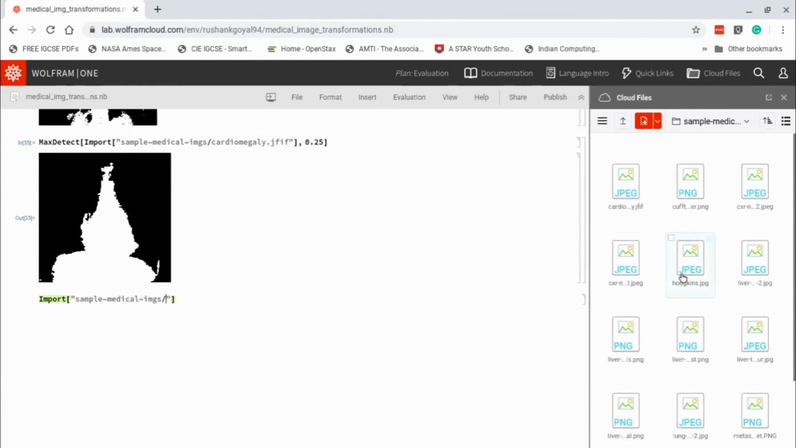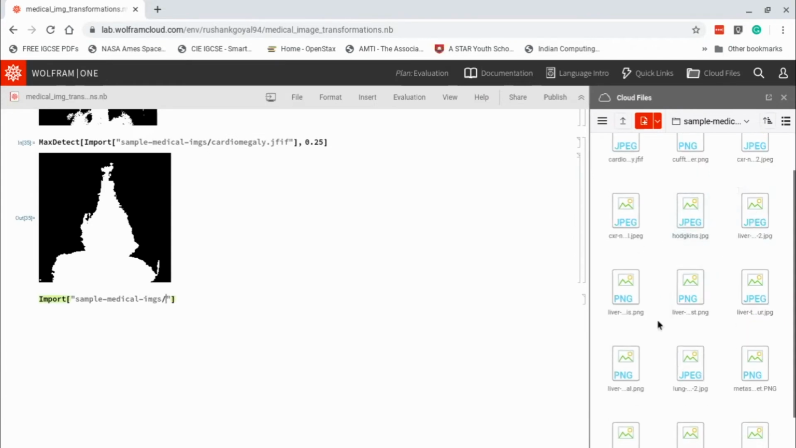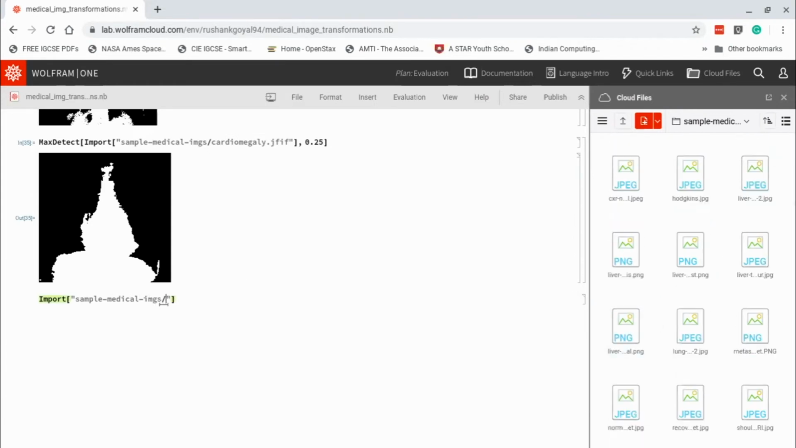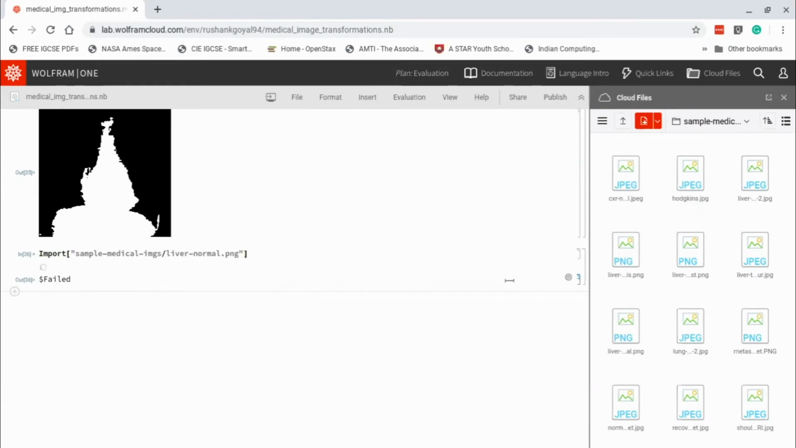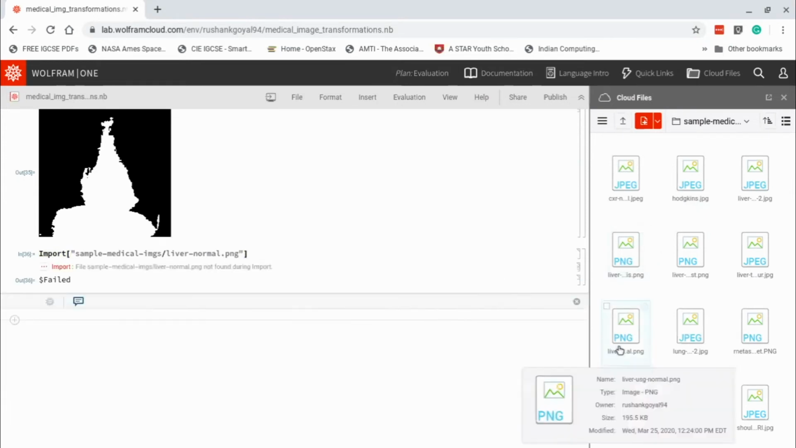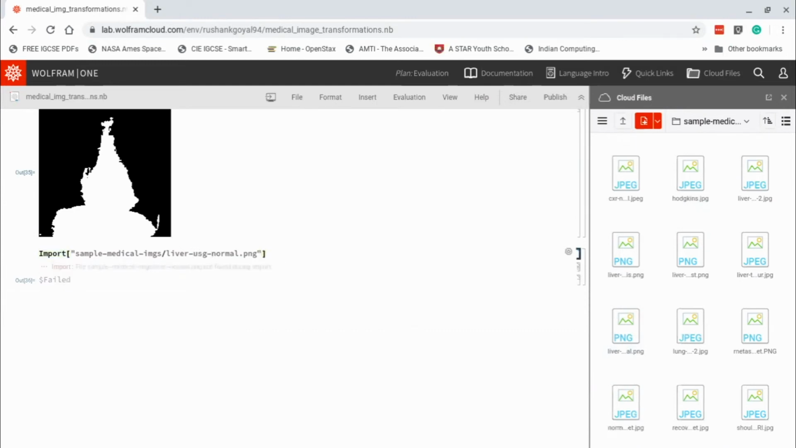Okay, it's liver normal PNG. Okay, liver USD normal. I'm not good at naming files, as you can see.